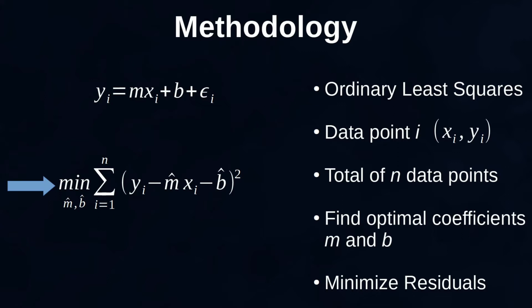You can see that the goal is to minimize the final sum of the squared differences between the observed value yi and the predicted values m xi plus b. Note that the m and b coefficients found are estimates, so we call them respectively m hat and b hat. However, for the rest of this discussion, I will simply call them m and b to simplify notation.